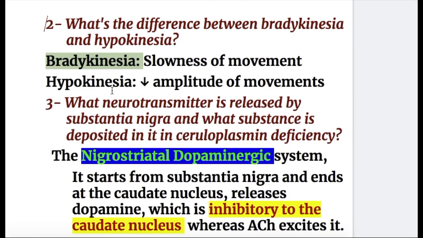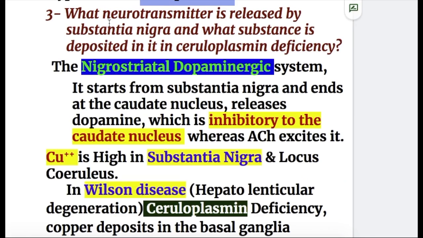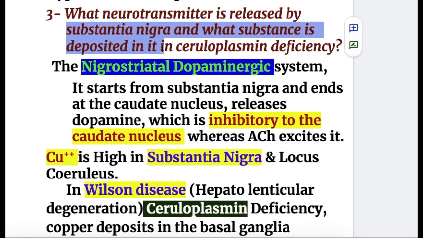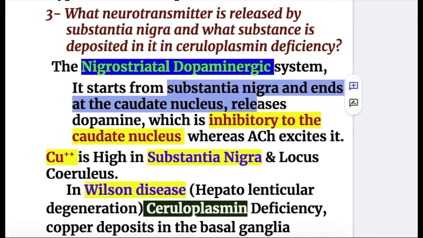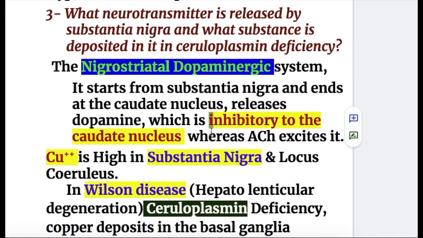Question number 2, what's the difference between bradykinesia and hypokinesia? Bradykinesia is the slowness of movement, and hypokinesia is decreased amplitude of movements. Question number 3, what neurotransmitter is produced by Substantia nigra, and what substance is deposited in Ceruloplasmin deficiency? The Nigrostriatal Dopaminergic system starts from Substantia nigra and ends at caudate nucleus and releases dopamine. Dopamine is inhibitory to the caudate nucleus, whereas acetylcholine is excitatory to the caudate nucleus.